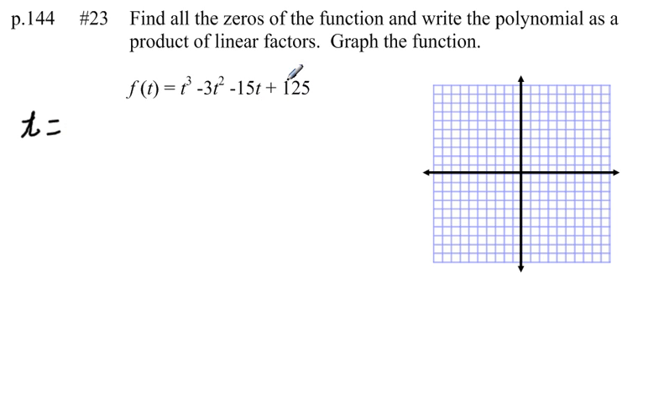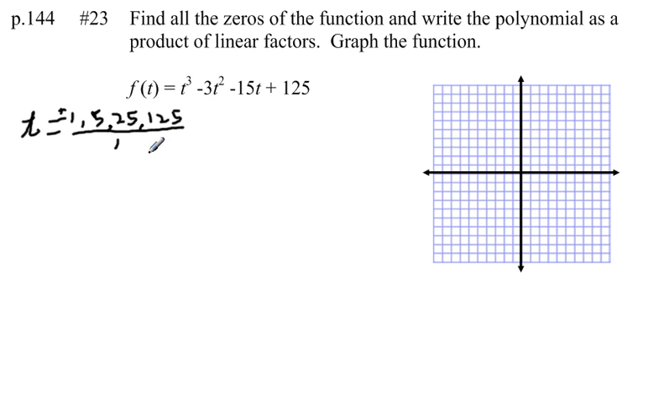Well, factors of 125 are numbers like 1, 5, 25, and 125. And I should probably put plus or minus in front of this, because these factors could be positive or negative. All over factors of this number right here. Well, the number in front of t cubed is 1. That's convenient. We're not going to have any factors like 1/2, 1/3. All our factors are going to be these numbers like 1, 5, 25, 125, positive or negative.